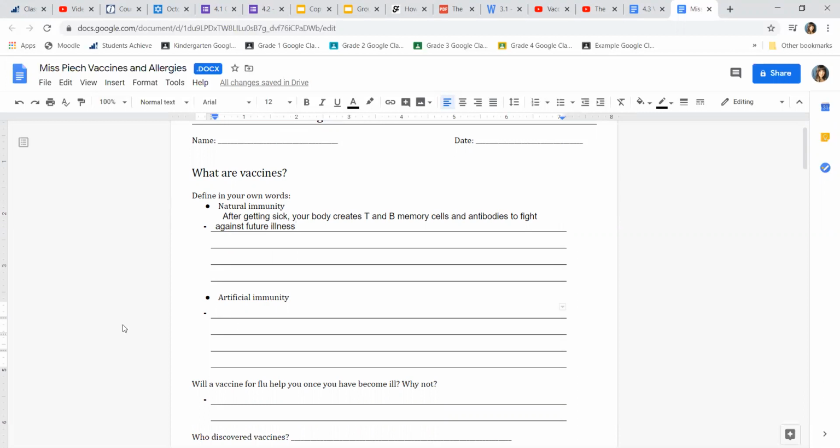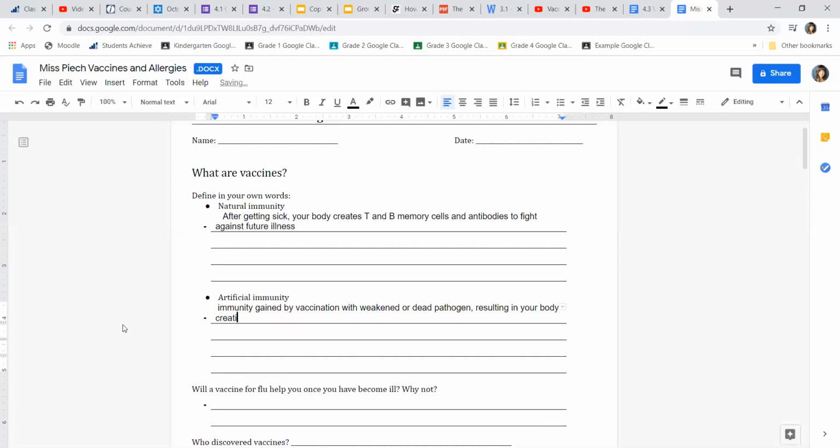Then with artificial immunity, that is immunity that is gained from vaccination. Remember, it's going to be a weakened or a dead pathogen that you end up getting vaccinated with, resulting in your body creating T and B memory cells and antibodies. So you get the same result, but you don't have to get sick.